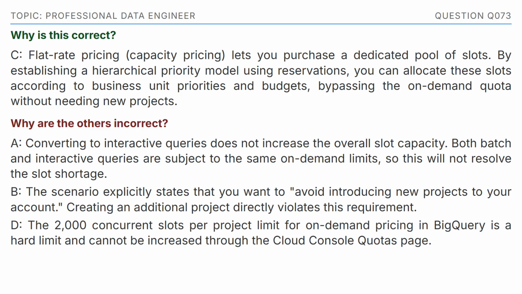A. Converting to interactive queries does not increase the overall slot capacity. Both batch and interactive queries are subject to the same on-demand limits, so this will not resolve the slot shortage. B. The scenario explicitly states that you want to avoid introducing new projects to your account. Creating an additional project directly violates this requirement. D. The 2,000 concurrent slots per project limit for on-demand pricing in BigQuery is a hard limit and cannot be increased through the Cloud Console quotas page.